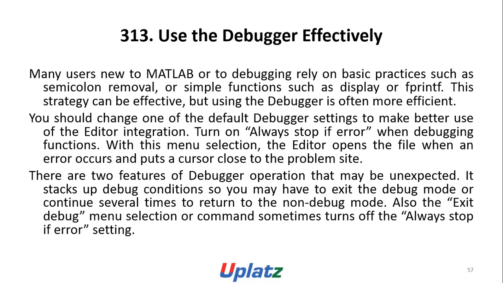With this menu selection, the editor opens the file when an error occurs, and the cursor goes to the problem site. There are two features of debugger operation that may be unexpected. Debug mode stacks up, so you may have to exit the debug mode or continue several times to return to non-debug mode. Also, the exit debug mode selection sometimes turns off the always stop on error setting.